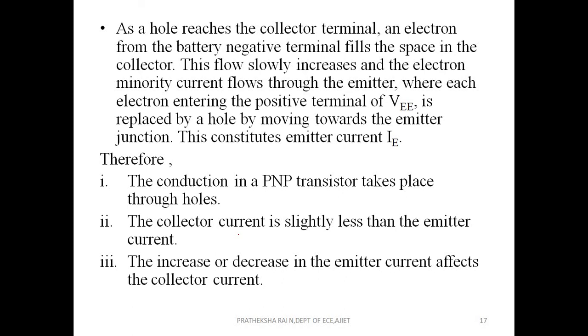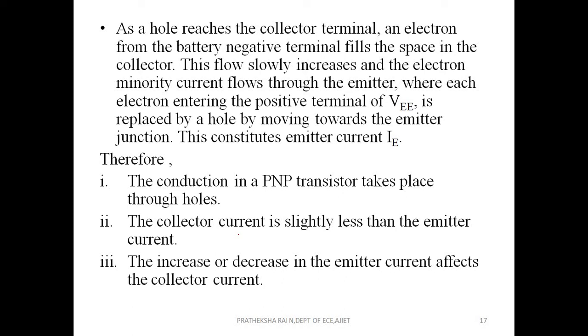As a hole reaches the collector terminal, an electron from the battery negative terminal fills the space in the collector. This flow slowly increases and electron minority current flows through the emitter, where each electron entering the positive terminal of VEE is replaced by a hole moving towards the emitter junction. This constitutes emitter current IE. Therefore, the conduction in a PNP transistor takes place through holes.